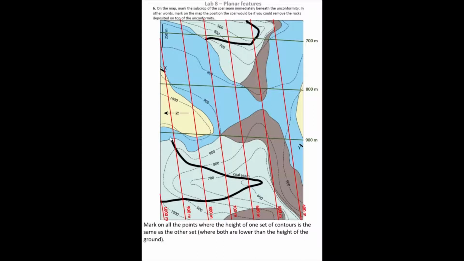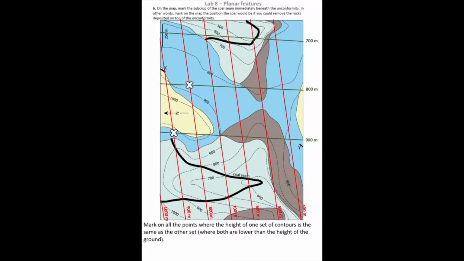Okay, so here they're both at 900, and the ground is somewhere between 900 and 1,000 meters high, so that would be one. Here they're both at 800, and the height of the ground is somewhere between 800 and 900, so that would both work. Here, both sets of contours are at 700, but the height of the ground is somewhere between 600 and 700, so it wouldn't exist there. It's been eroded away from that point.